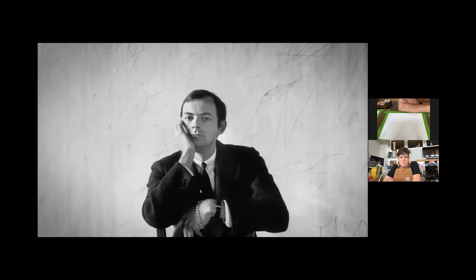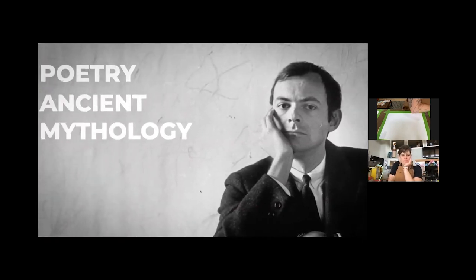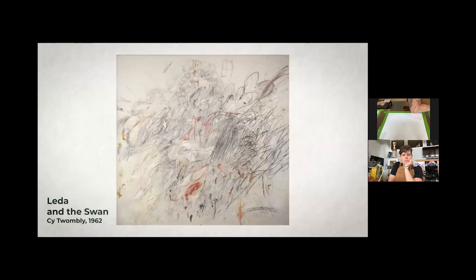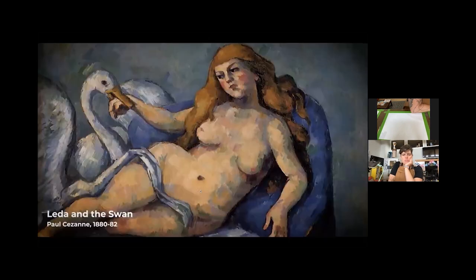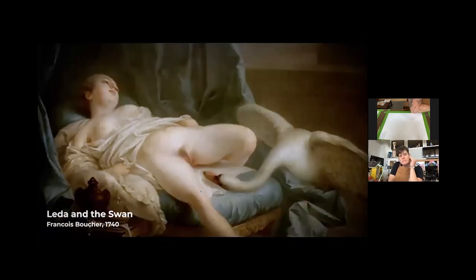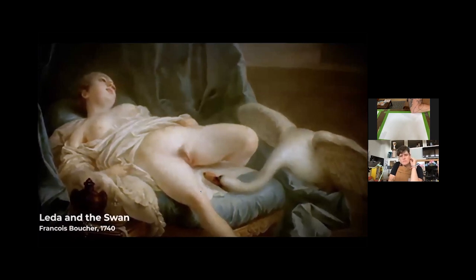But Twombly didn't stop there. He still innovated and found new ways to paint subjects that mattered to him. For example, poetry and ancient mythology was one of his main inspirations. This passion for ancient mythology translated in his 1962 Leda and the Swan, a myth in which Zeus turned into a swan to seduce Leda. He would then, still as a swan, have intercourse with her.